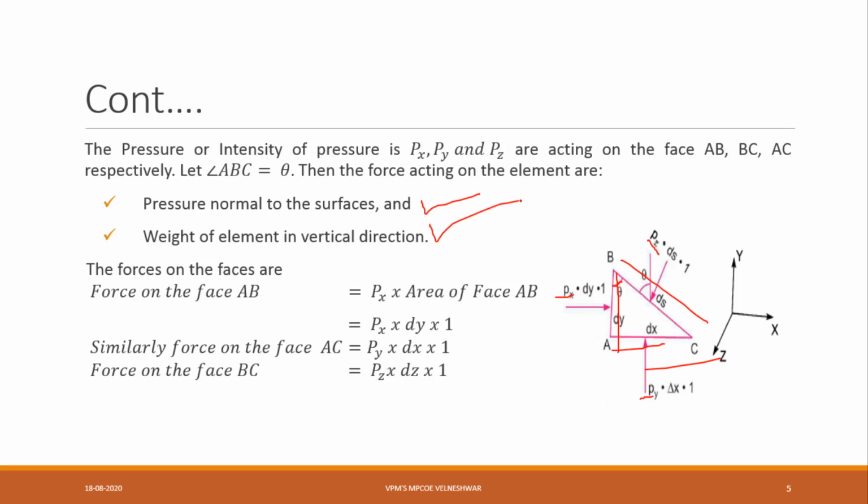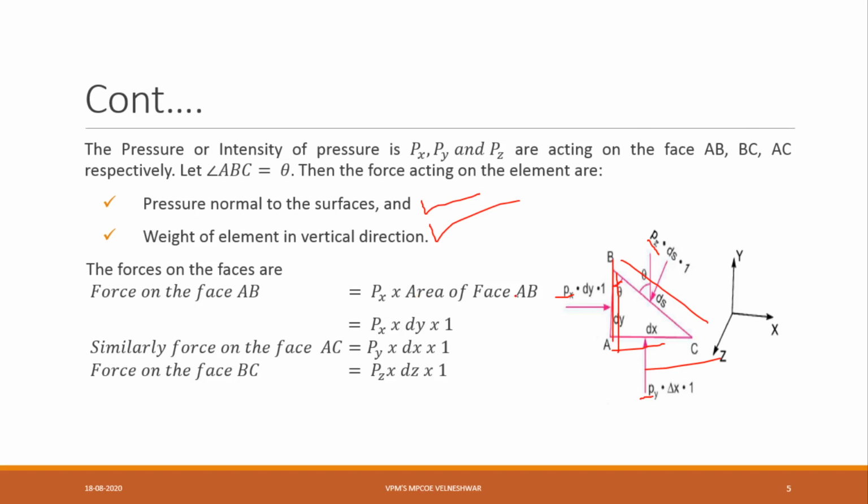Now the forces. Force on the face AB is px into dy into 1. What is px? Px is the pressure in x direction. AB is in the vertical direction, that is dy, and dy into 1 is like a volume. Generally, whenever we are designing, we design for 1 meter width. That's why I am taking the 1 here.